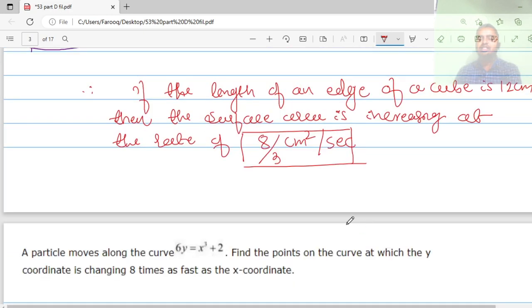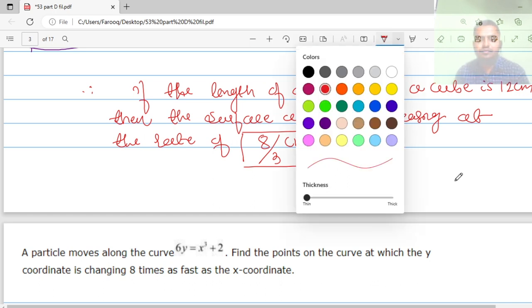If the length of an edge of a cube is 12 centimeter, the surface area is increasing at the rate of 8 by 3 centimeter square per second. This is the solution of the problem.